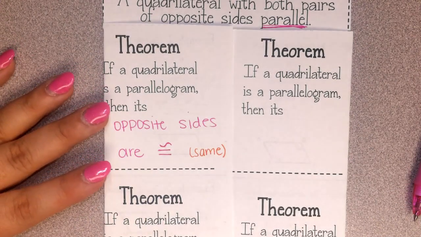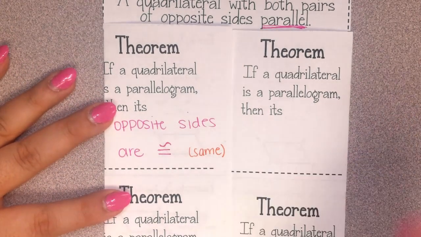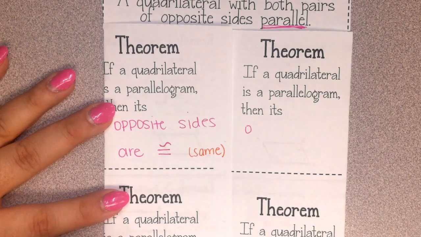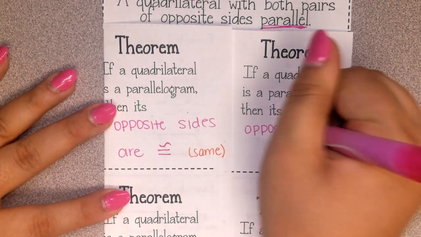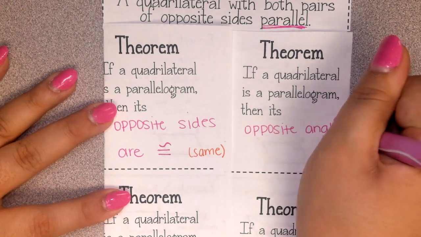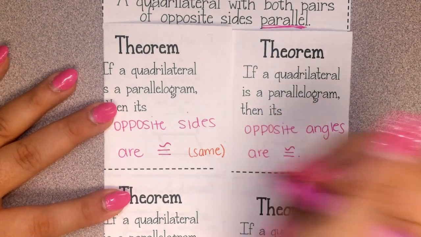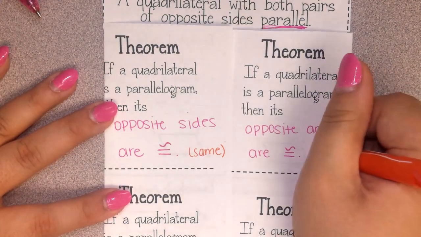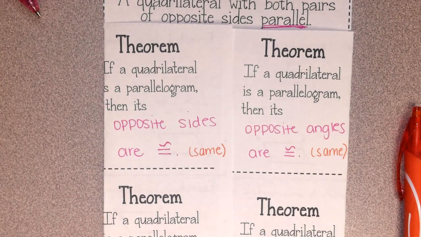What nobody got, probably because y'all were a little bit nervous about the protractor, but what I want you to add on this side is not only are opposite sides congruent, but opposite angles are also congruent. Opposite angles are going to be the same. Please write that down. When you are done writing it down, please open up your notes.